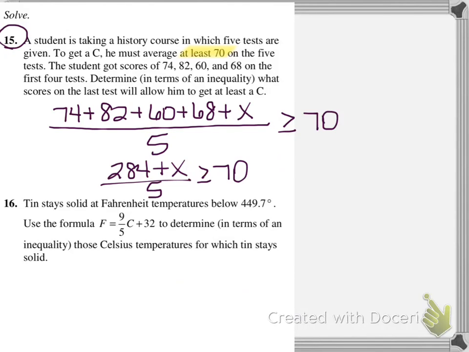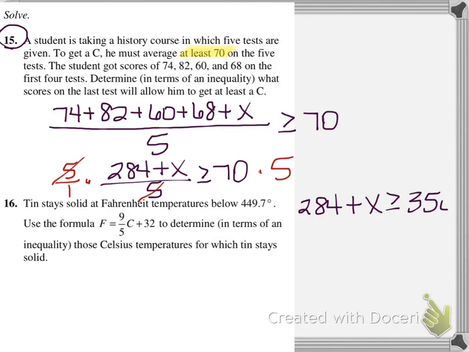Now, wouldn't it be great if I could get rid of that division by 5? So that's what I'm going to do now. To do that, I have to multiply by 5 because then my 5's cancel. And what I do to one side, I have to do to the other. So now I have 284 plus x is greater than or equal to 350.